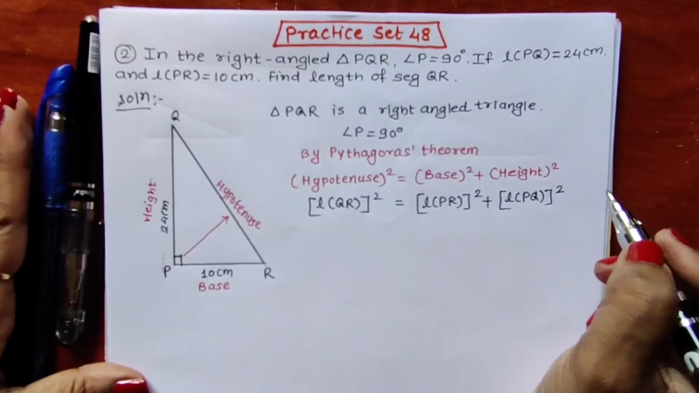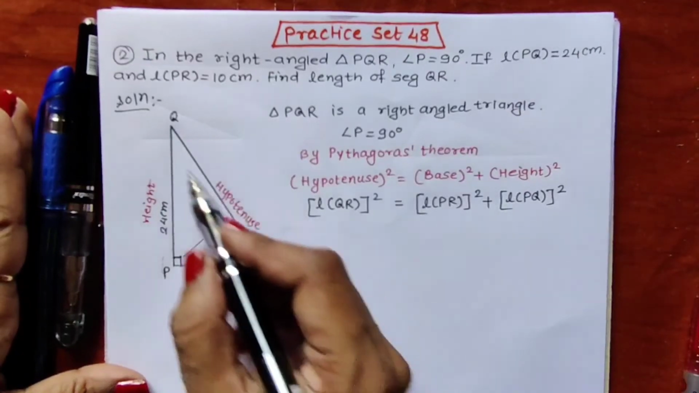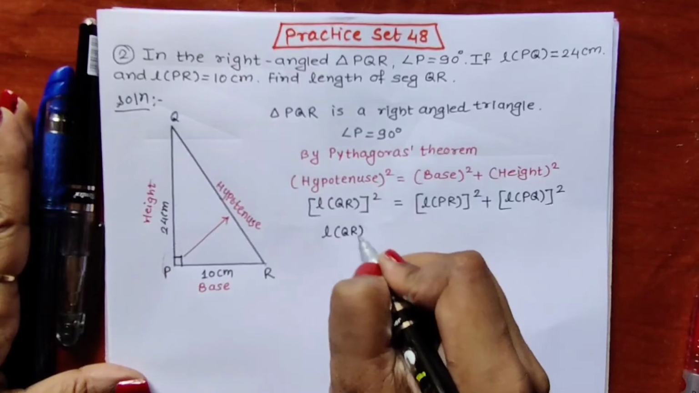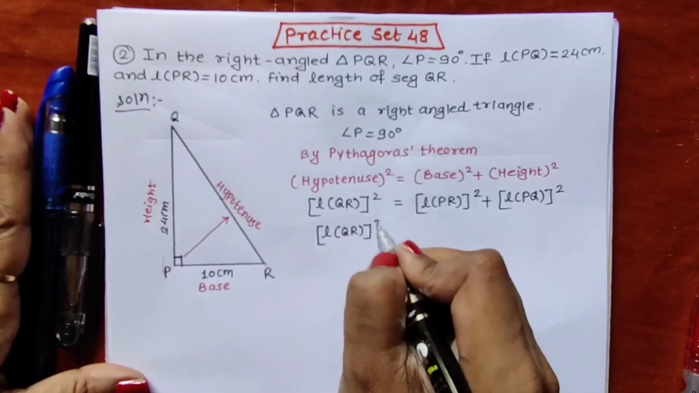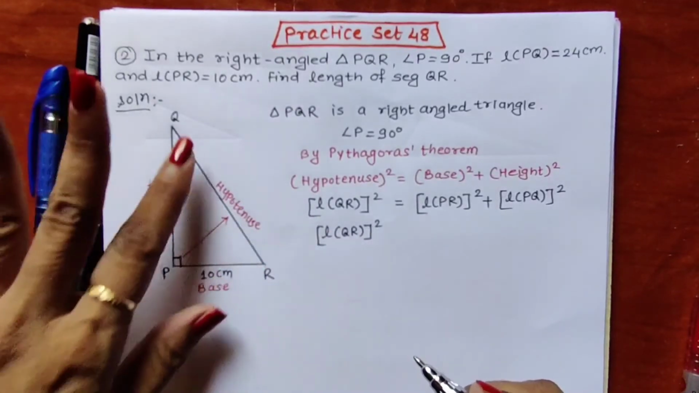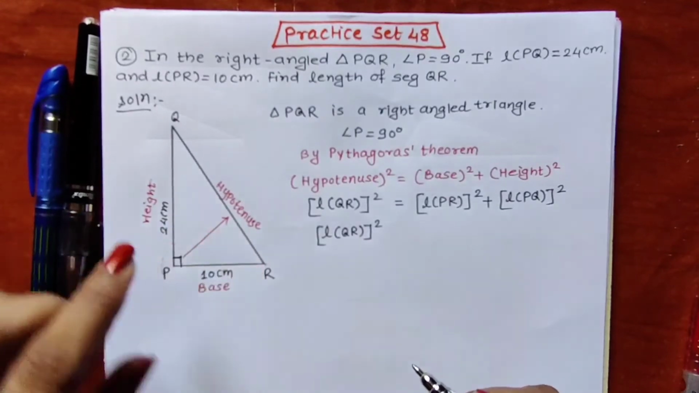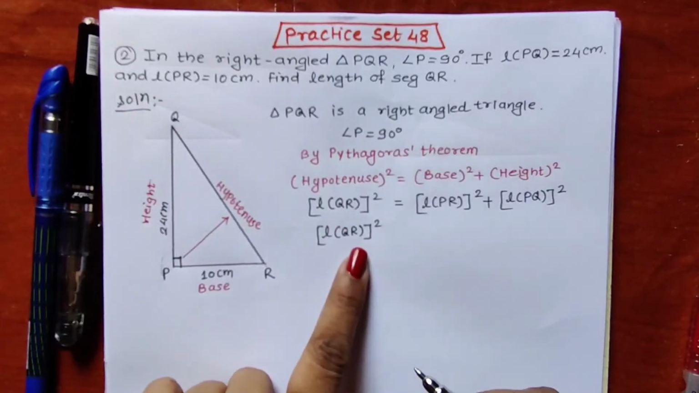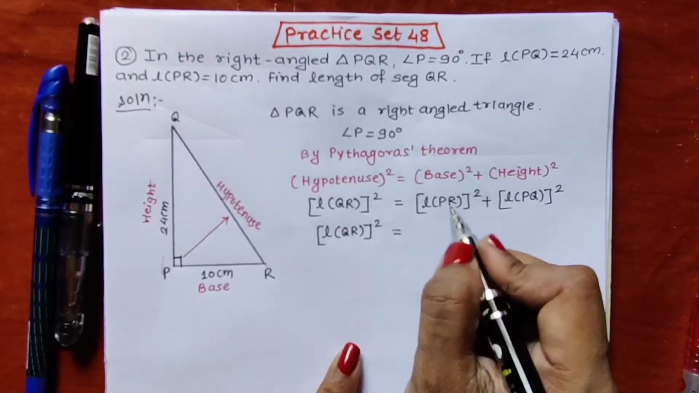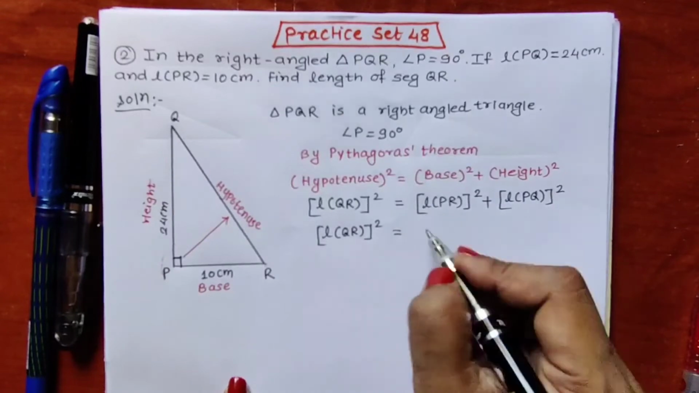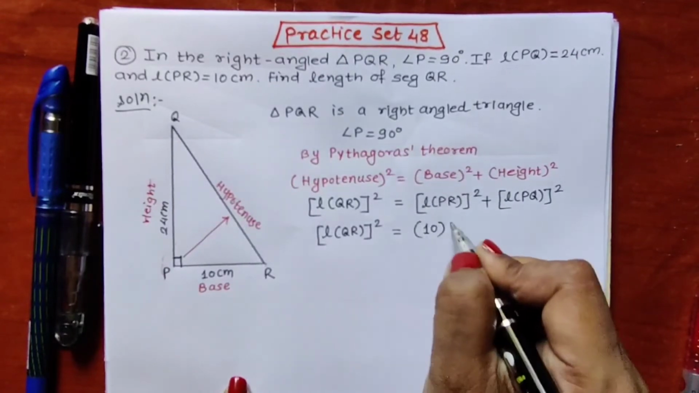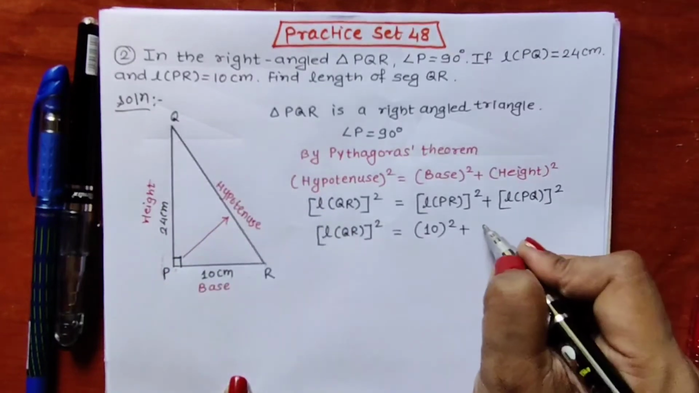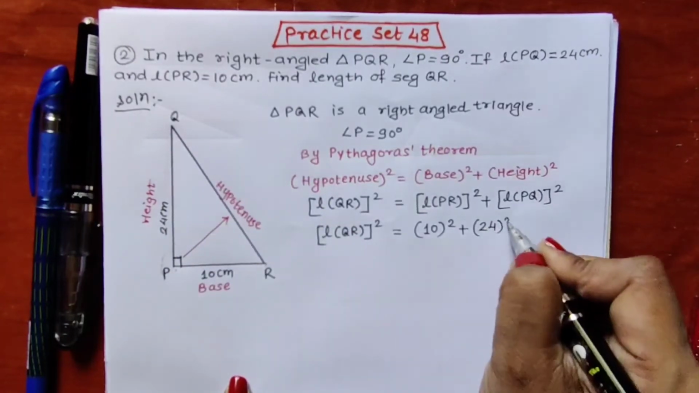square. Next we will be writing the values. Now QR value is not known to us, so I will be writing length QR square as it is, or sometimes we can write X or Y. We can use variables instead of the names of that particular side. So if you want you can write X square also. I am writing only QR square is equal to PR value is given 10, so 10 square plus PQ square is given, PQ value is given 24, so 24 square.